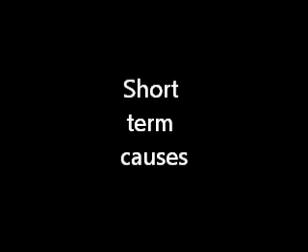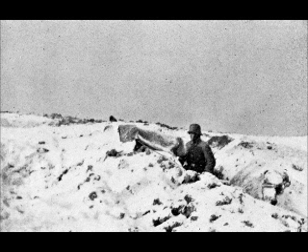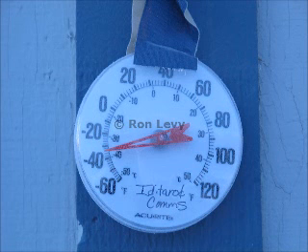There were also short-term causes of the revolution. In the winter of 1916 and 1917, it was very cold in many parts of Russia, with temperatures reaching as low as minus 35 degrees. Many people were starved or frozen to death as a result.